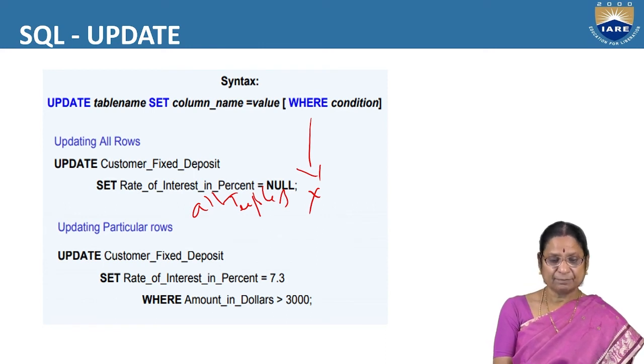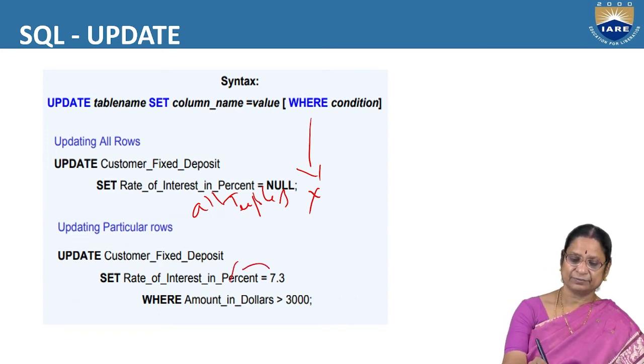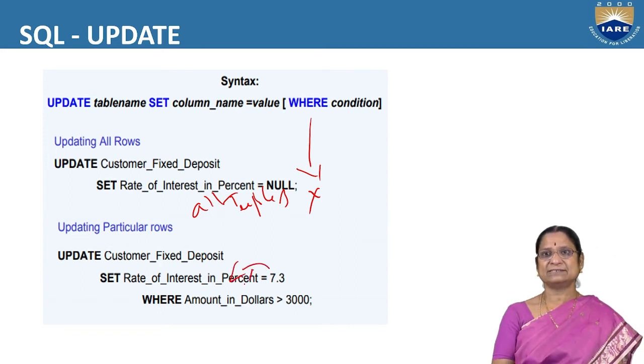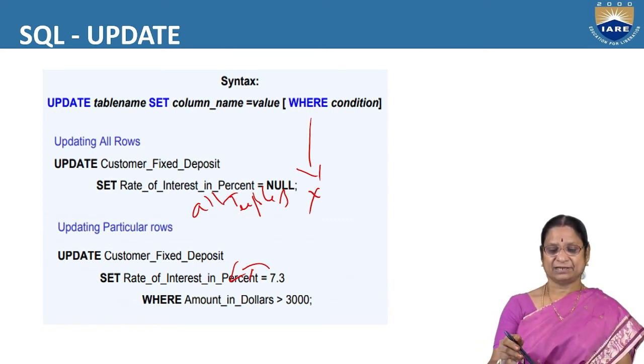And updating a particular row, for example: update customer fixed deposit set rate of interest in percent equal to 7.3 where amount in dollars is greater than 3,000. That means wherever the amount is more than 3,000, the interest rate is updated as 7.3.